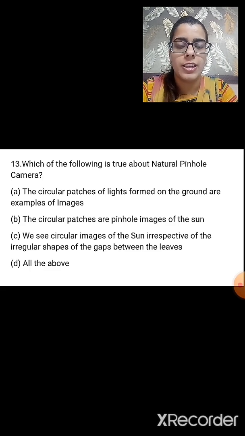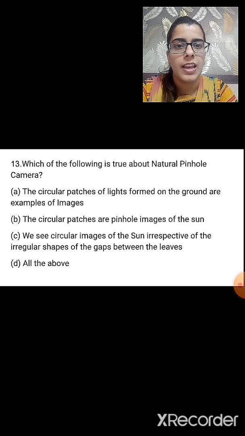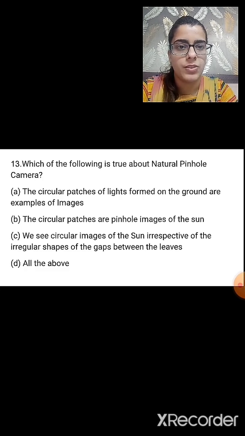A. The circular patches of lights formed on the ground are the example of images. B. The circular patches are the pinhole images of the sun. C. We see circular image of the sun irrespective of the irregular shapes of the gaps between the leaves. And D. All of the above. So, which statement is true about the natural pinhole camera?